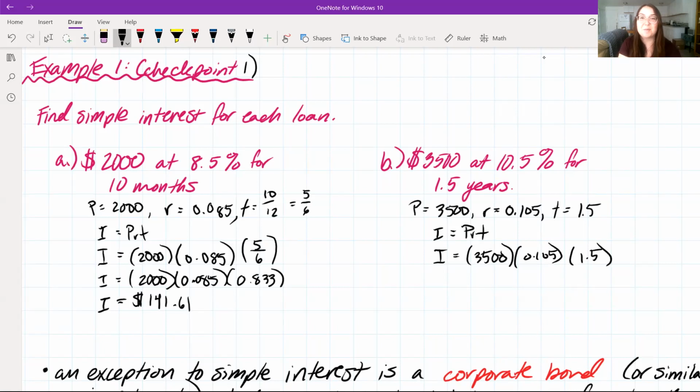So I invite you again to take a moment, calculate this on your own. And if you do, you should get $551.25. So this means that if you invest or borrow $3,500 and it has an interest rate of 10.5%, and let's say you do this for 1.5 years, you know that at the end of 1.5 years you'll have $551.25 in interest. So you'll just add that on to your original amount if you want to find the total amount that you now owe or can take out.